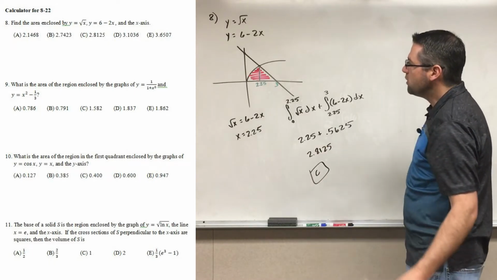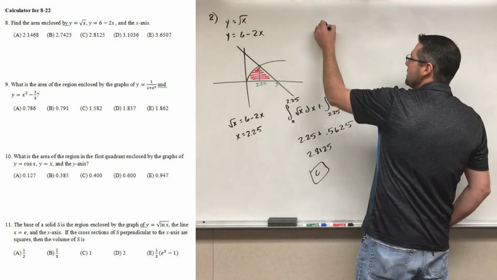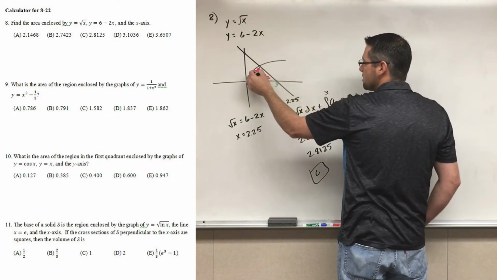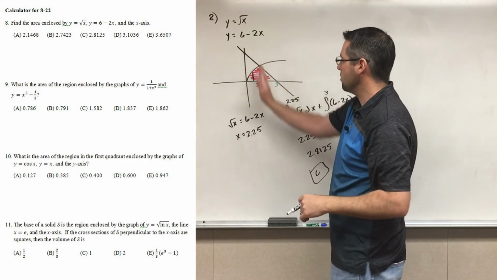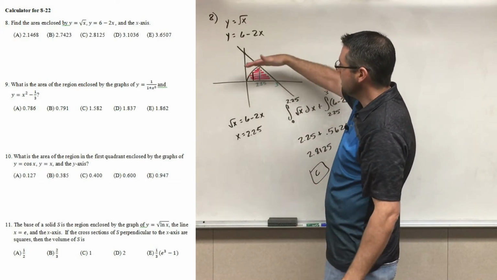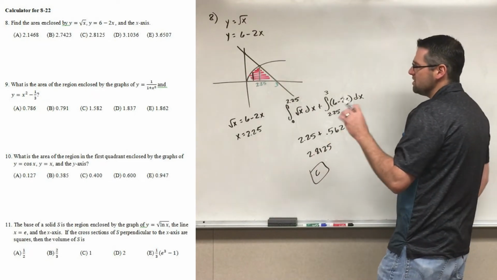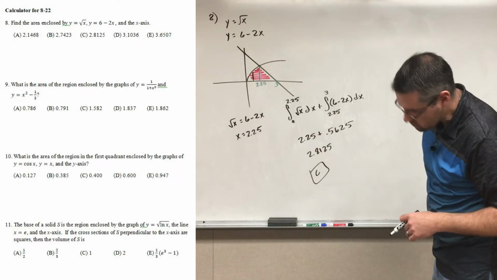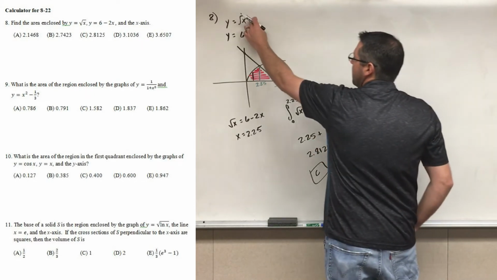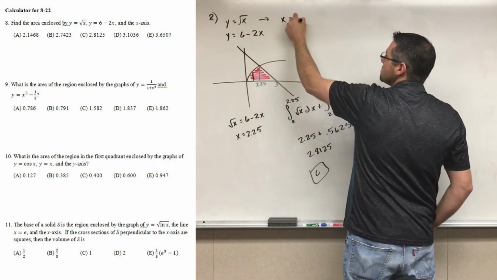Now, we could have looked at this a different way. Instead of slicing it perpendicular to the x-axis, we could have sliced it perpendicular to the y-axis. And it would have actually made it just a little bit simpler in one regard. But to do that, we'd have to get these in terms of y. So to get this in terms of y, this would say x equals y squared.